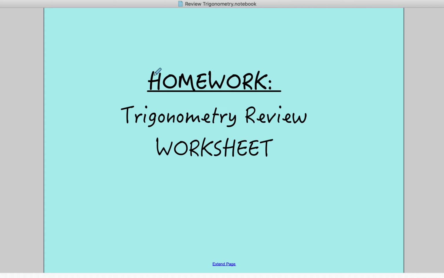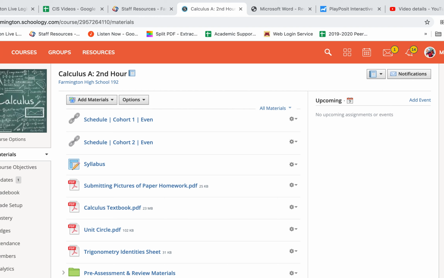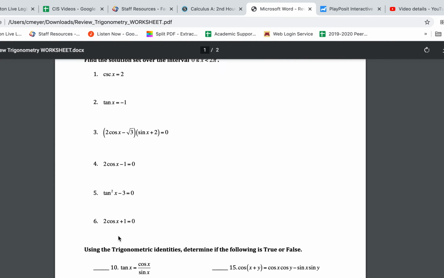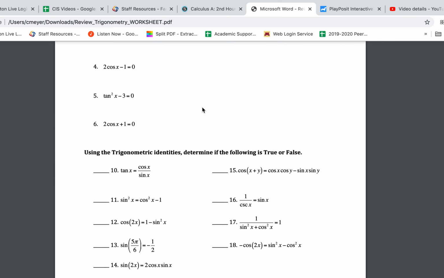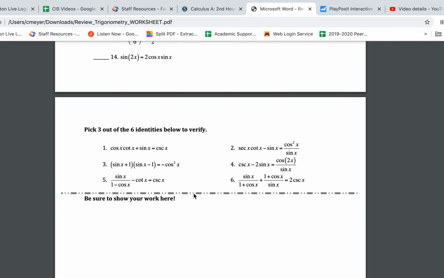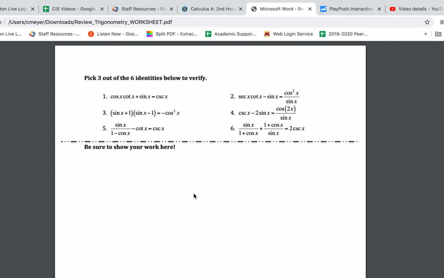Then your homework is the trig review worksheet, which I kind of went through. So the first part is solving equations, just like the first part of our notes. And then this is a little true false. So like I said, pull up the trig identity sheet and use it to try and figure out if it's a true or false statement. And then lastly, you got 3 trig proofs.